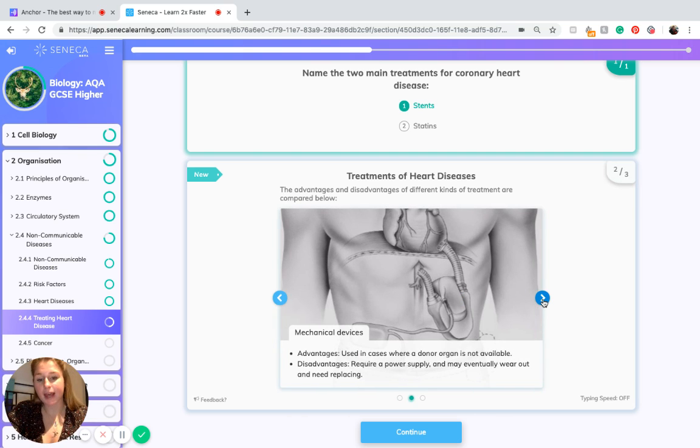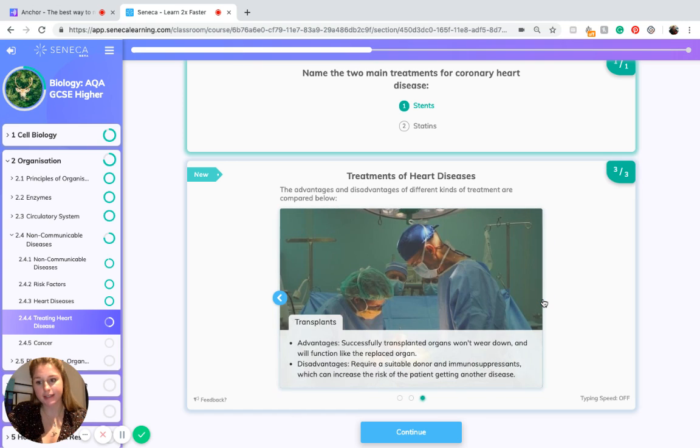The other is mechanical devices. The advantage of these is that they can be used in a case where a donor organ is not available, so there's no waiting list. And disadvantages are that they require a power supply and may eventually wear out and need replacing.